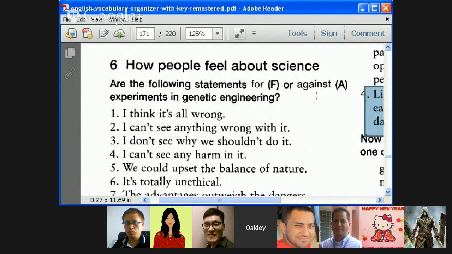Okay. Are the following statements for or against genetic engineering? So tell me if it's for or against, and then share your opinion. Jung, the first statement, just read it. I think it's all wrong. So is this speaker, number one speaker, for or against genetic engineering? It's not false or true. If I say I think it's all wrong, am I for it or against it? Obviously I'm against it. It's a very strong statement against anything, not just genetic engineering.